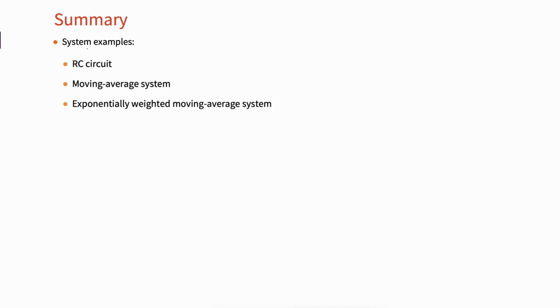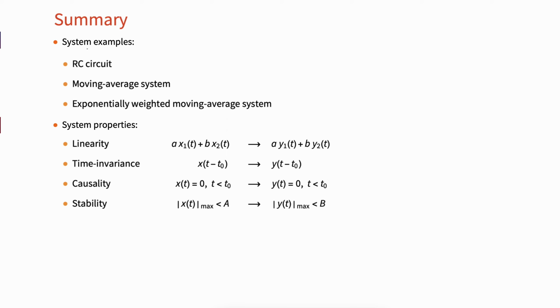To summarize, in this lesson, we defined systems and we went over a few examples of systems in continuous time and discrete time. And then we learned about different properties of systems, namely linearity, time invariance, causality, stability, and memoryless.